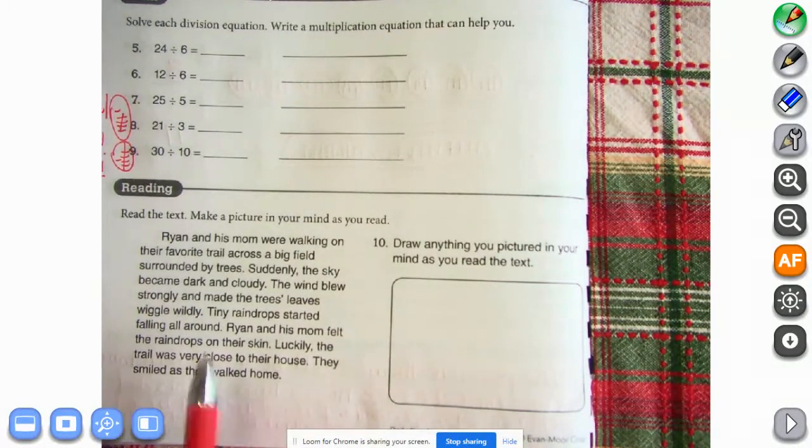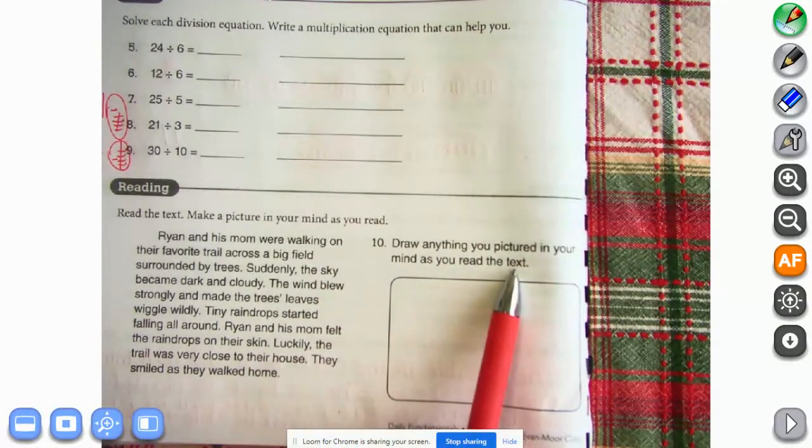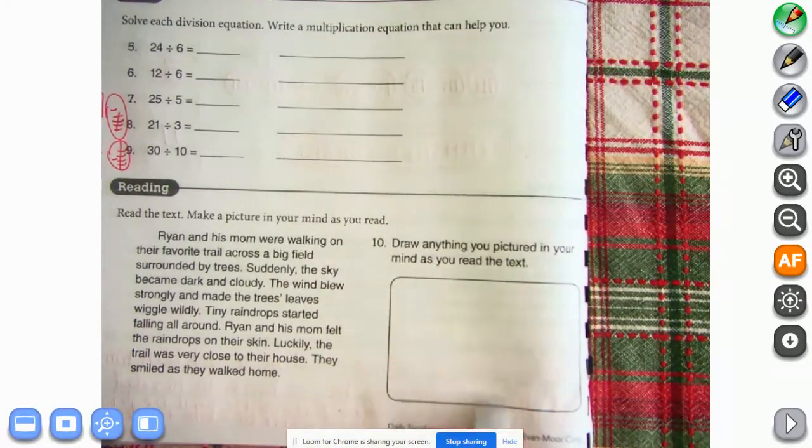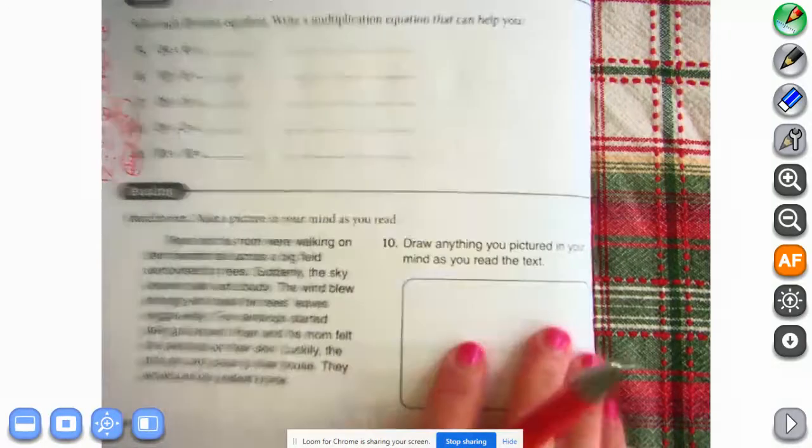Okay, tiny raindrops, so it's not pouring rain, just a little drizzle, but it's windy and the sky is cloudy and they're very close to their house, so they smiled as they walked home. Draw anything you pictured in your mind as you read the text. So draw a picture here of what you imagined this looks like. Okay? All right, and then we will correct page 46 tomorrow, so make sure that you get it all done today.